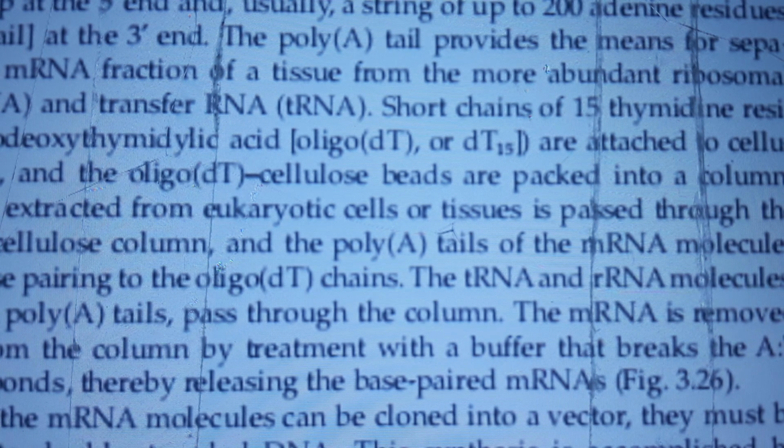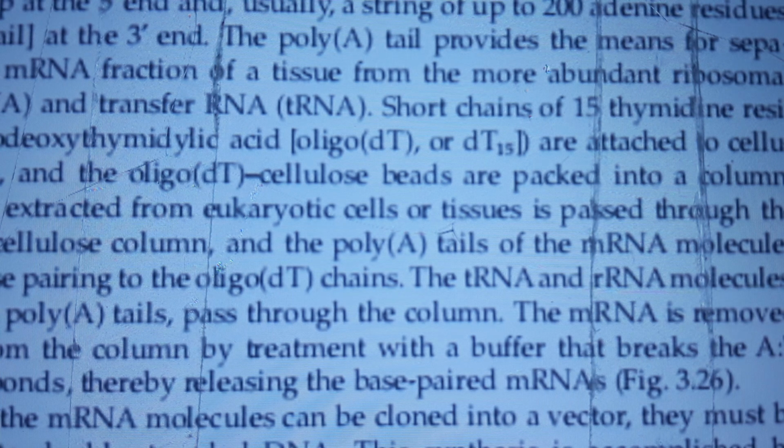Now, the poly A tail provides the means for separating the mRNA fraction of a tissue from the more abundant ribosomal RNA, rRNA, and transfer RNA, tRNA. Short chains of 15 thymidine residues, oligodeoxythymidylic acid, oligo-dT or dT15, are attached to cellulose beads, and the oligo-dT cellulose beads are packed into a column.